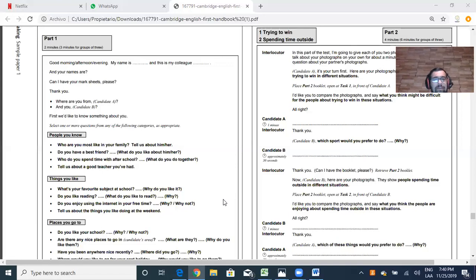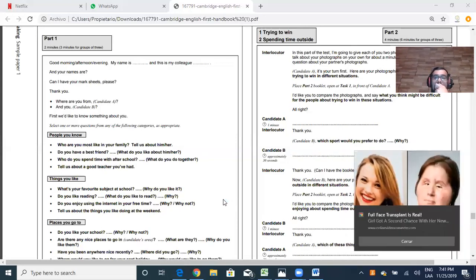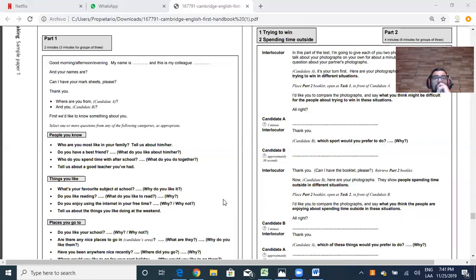Well, it says, tell us about the things you like doing at the weekend. At the weekend, I like to do a lot of things. Sometimes I like to go walk in the park. I like to go to the movies. I would like to go to the bar with my friends. I like to play soccer with my friends, and sometimes I like to just stay at home watching Netflix. Okay, very good.